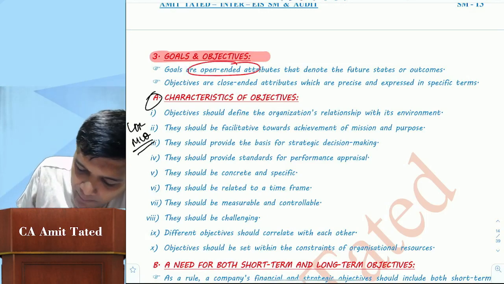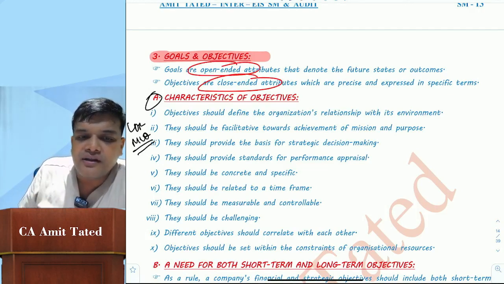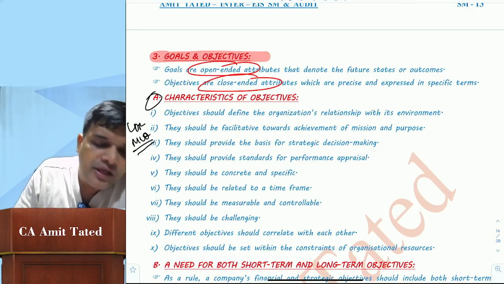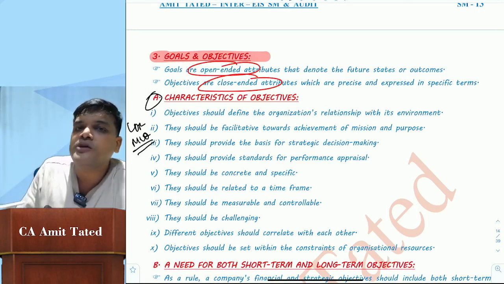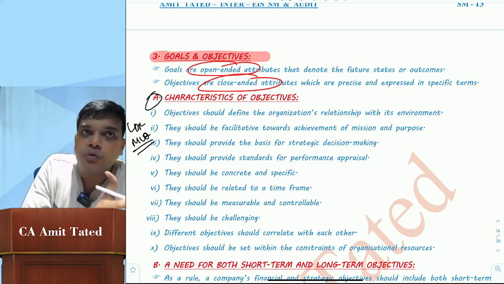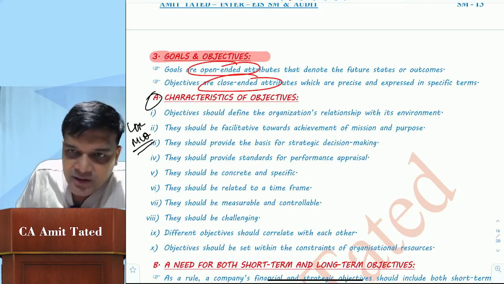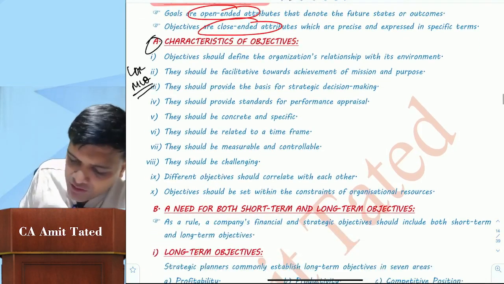Open-ended and close-ended. But I told you, because this is a summary note, I have not written the concept here, but once you go through a module or any textbook, you will come to know that they have explained that goals and objectives are almost the same. It is different based on open-ended and close-ended, but actually many strategists don't divide goals and objectives as separate concepts.